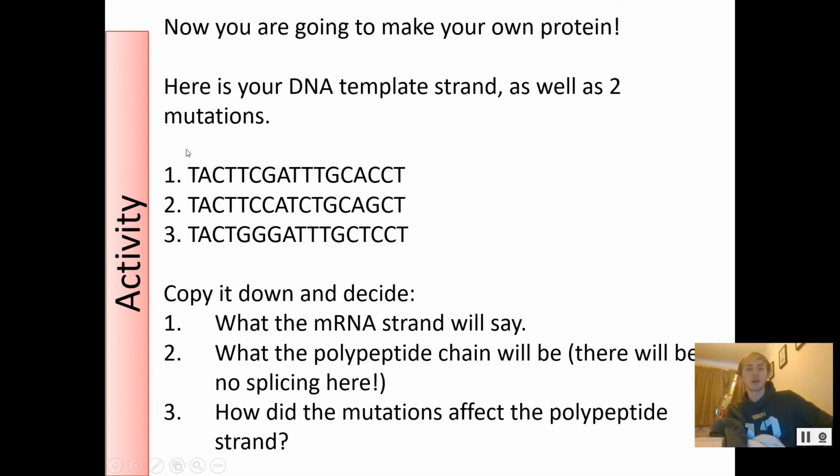So you've got a set of bases here, which are DNA bases. I'd like you to tell me what the mRNA strand will say, what the polypeptide chain will be, and how the mutation, no, forget number 3, I apologize. So just for the first strand here, just do the first 2 questions. By the end, you should have an mRNA list of bases, and a list of different amino acids. So pause me there.